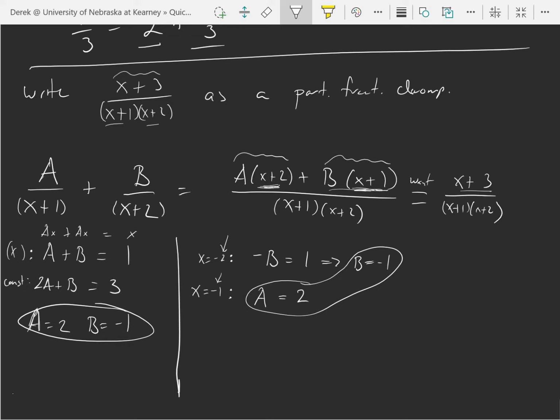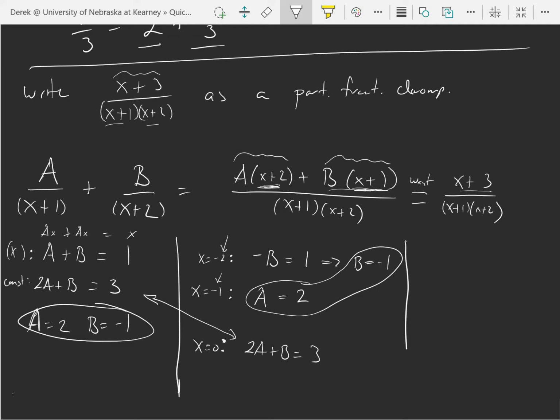You don't have to choose places that are going to make it 0 to get an equation. I would perfectly well have chosen that x equals 0 and gotten that 2a plus b equals 3 as an expression that I would want to use. I mean, that expression is right there. It's a perfectly valid equation that I could have used to solve these things.